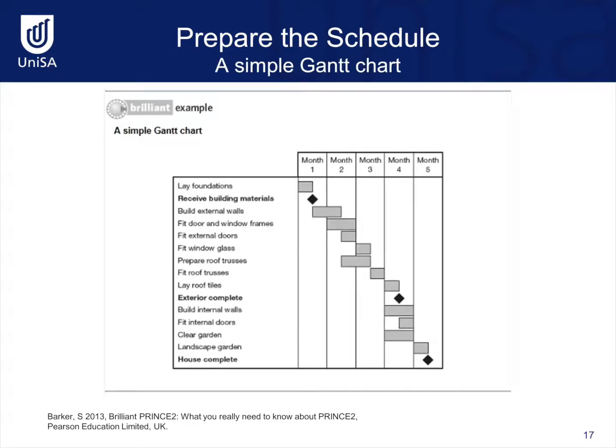Here's an example of a simple Gantt chart representing the activities involved in building a house. It can be created using various tools. On the left are the tasks that need to be carried out to build the house. Across the top, the timing is shown in terms of months. This particular project is expected to take 5 months.